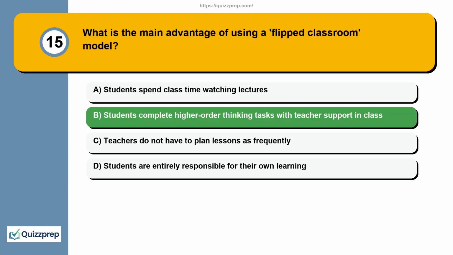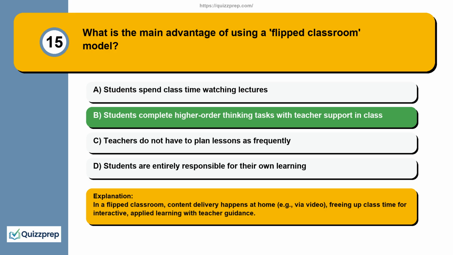The correct answer is option B. Students complete higher-order thinking tasks with teacher support in class. Explanation. In a flipped classroom, content delivery happens at home, for example via video, freeing up class time for interactive, applied learning with teacher guidance.